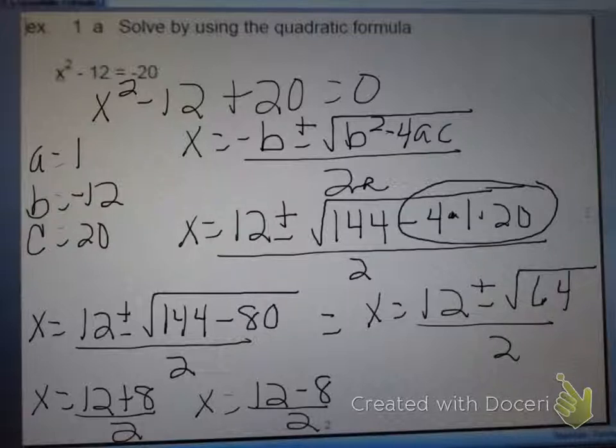Now, go into each fraction. 12 plus 8 is 20 over 2, which is 10. In the second fraction, 12 minus 8 is 4, and 4 divided by 2 is 2. And there are your two answers.